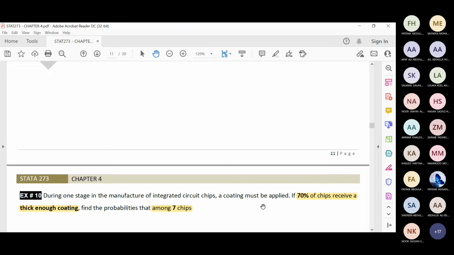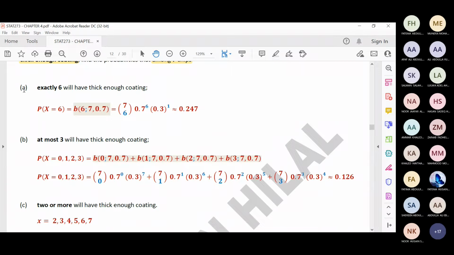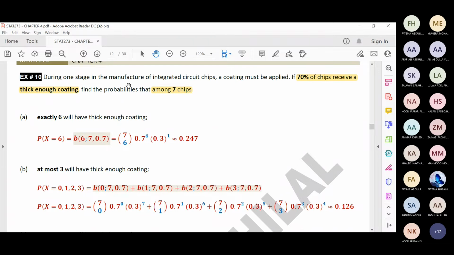إذا عندي الرقمين، عندي قيمة ال N اللي هو التوتال العدد الكلي 7، وعندي قيمة ال P اللي هو 70% which is my P. With that, I'm ready to find now what is the probability. Let's start with A. I want you to find the probability that exactly 6 will have thick enough coating. Before answering the question, make sure that the statement uses the same phrase you have with the percentage.